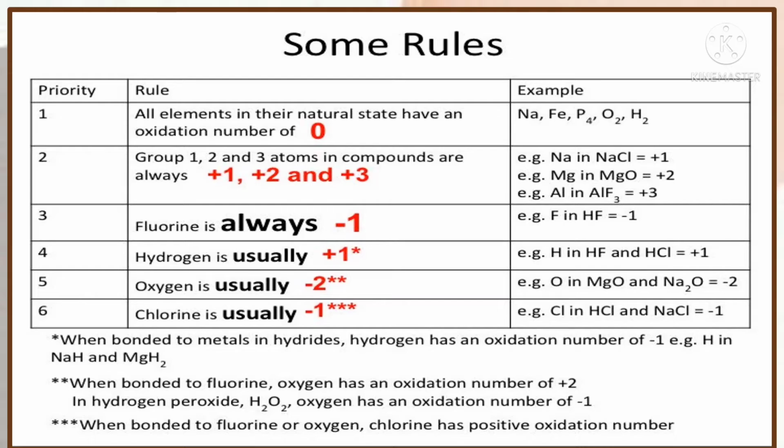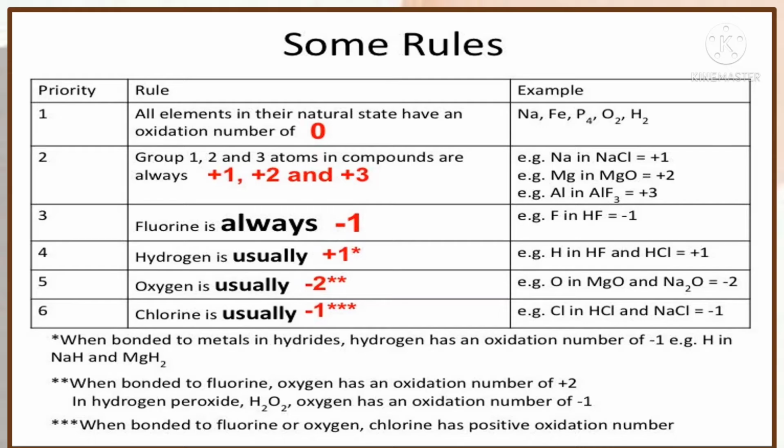Rule number 2. Group 1, 2, and 3 atoms in compounds are always +1, +2, and +3. Let's take this for example. Unless in its pure elemental form, the oxidation number of a metal in group 1 is +1, as well as in group 2 is +2. But it is important to note also that although hydrogen is in group 1, hydrogen is not a metal, right? And so hydrogen is not included in this rule.